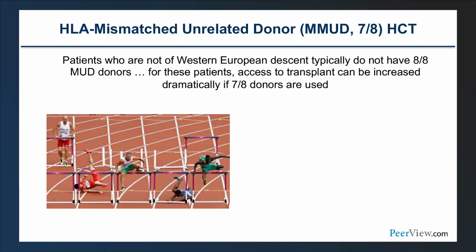Now I'm going to turn from the studies that we've looked at so far, which are on using matched unrelated donor transplants and also matched related donor transplants, to the issue of HLA mismatch unrelated donor, or 7 out of 8 transplant. These transplants are incredibly important because most of our patients that are not from Western European descent, so all our underrepresented minorities, have a hard time finding an 8 out of 8 transplant. They really need those 7 out of 8 grafts.